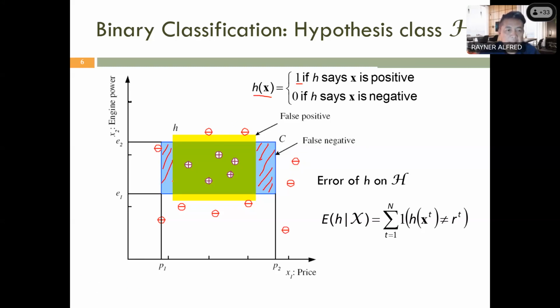Because this area is false negative and this area is false positive. Okay, so this one will give you the error. So what you need to do is count how many of the hypotheses do not match the actual one. So this is just the accumulation of the number of samples that fall in this region. Okay, so the idea is the yellow box must match the blue box in order to get high accuracy.